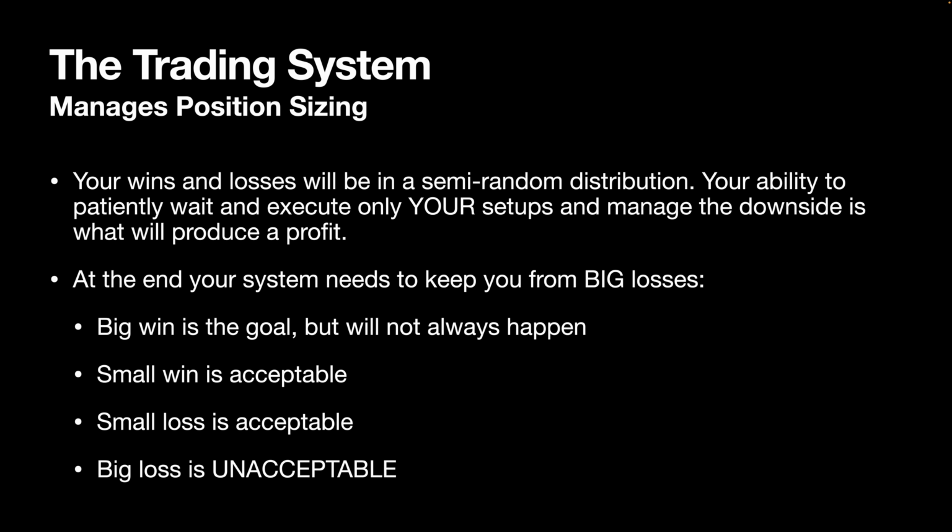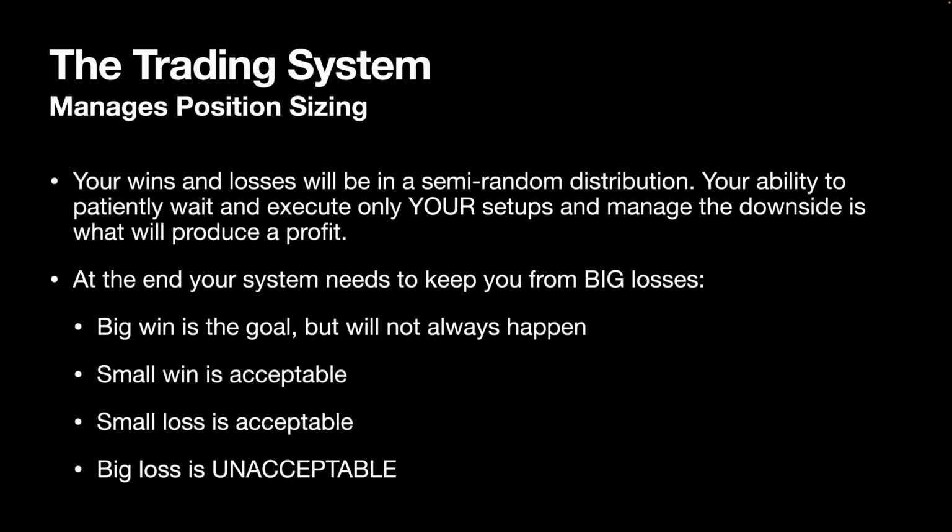So your wins and losses are going to be a semi-random distribution, meaning there's going to be wins, there's going to be losses. It's somewhat random. For the most part, it'll be under control to a degree because of your ability to patiently wait and execute only the setups that you're willing to take. And then most importantly, managing the downside is what will produce the profit, right? I think I've shared this example in the past. Let's say you've taken 3 trades. One trade's a massive win, and the other 2 are really small losses. You are a 33% win rate trader that's profitable.